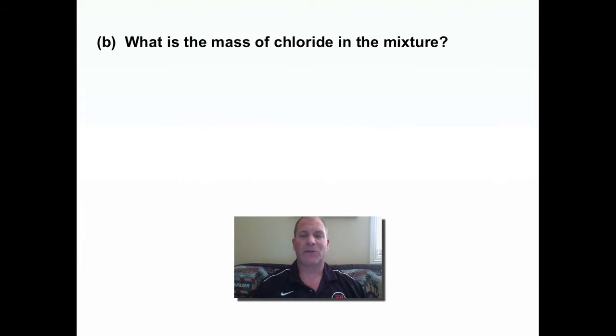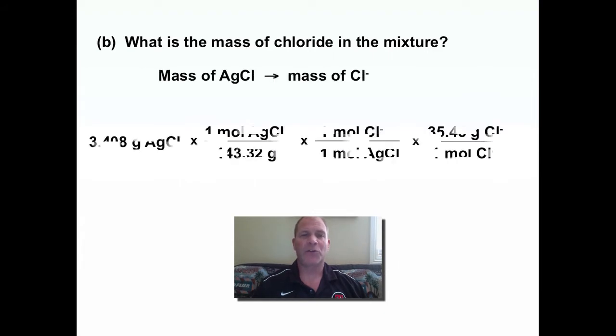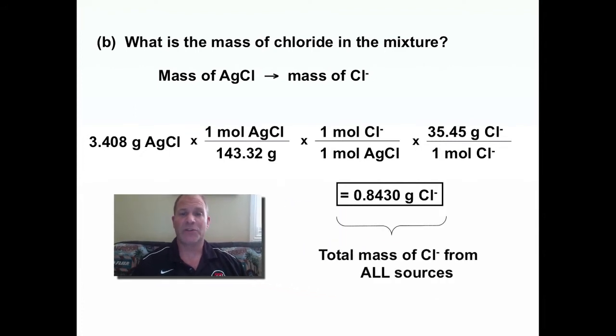Next, what's the mass of the chloride in the mixture? Well, we do know that the total mass of my precipitate, my silver chloride, is 3.408 grams. We use the molar mass of silver chloride to get the moles of silver chloride. Then we set up a mole-to-mole ratio to get to 1 mole of chloride. Then we use the molar mass of chloride to get the mass of chloride, which is 0.8430 grams of chloride, which is the total, all of the chloride from both the sodium and the potassium chloride.